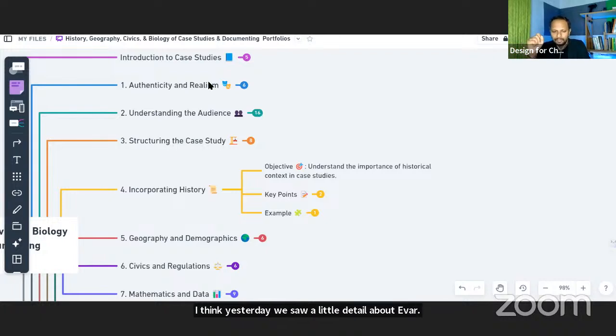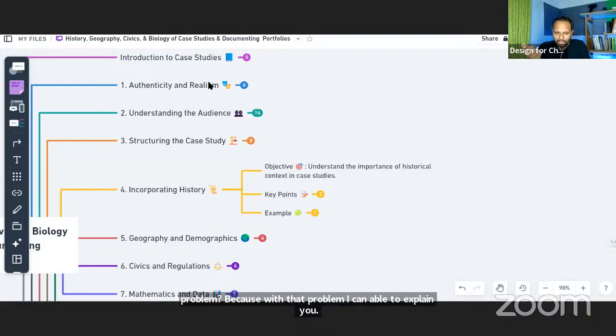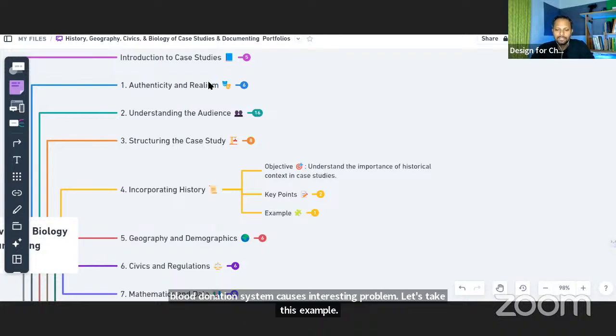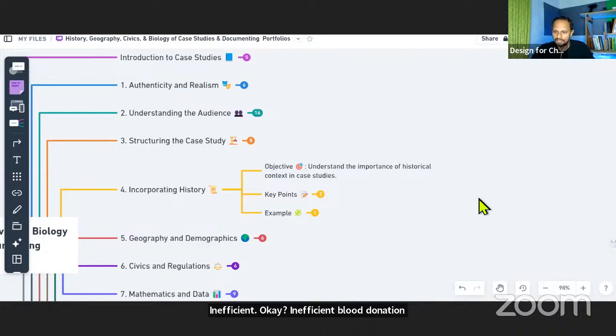What is the problem you're solving, guys? Can you mention that problem? Because with that problem, I can explain the reason for it, and how to structure your case study based on that. Inefficient blood donation management system causes. Interesting problem. Let's take this example. Inefficient blood donation management system, and its causes. So now people have said this.